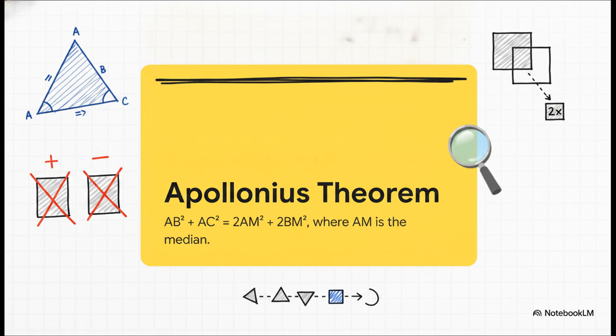This leaves us with a clean, elegant Apollonius theorem. AB squared plus AC squared equals 2 times AM squared plus 2 times BM squared. In simple terms, the sum of the squares of the 2 sides equals twice the square of the median plus twice the square of half the base. It is a brilliant shortcut linking the sides directly to the median.